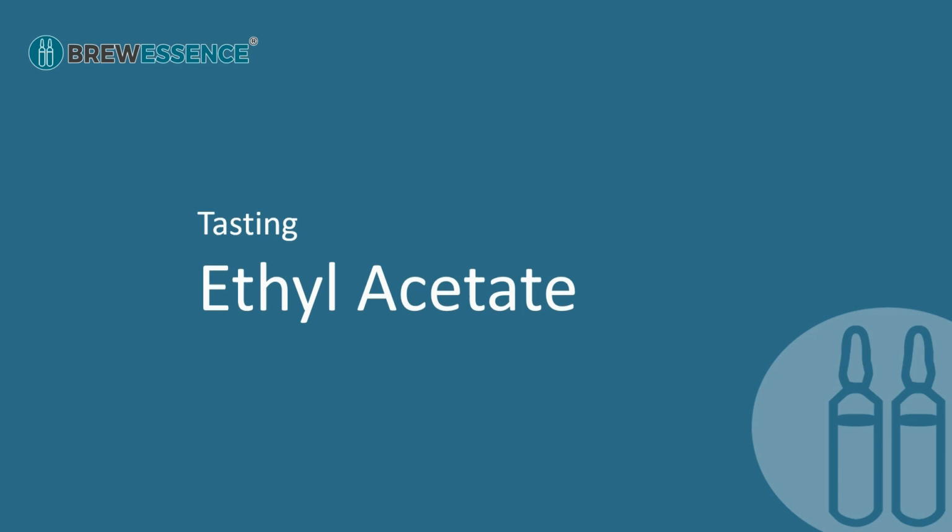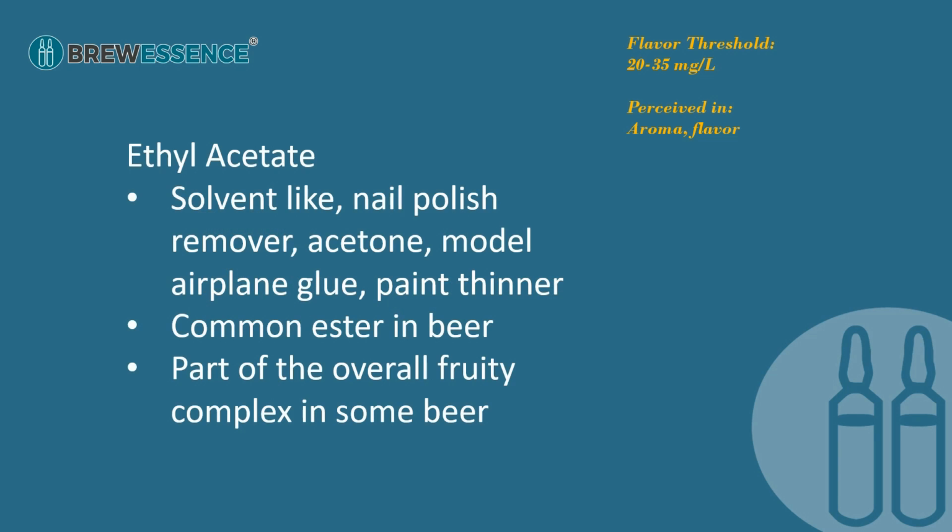Ethyl acetate is one of the more common esters in beer, with the most common descriptors referring to solvents and glues. However, it usually forms part of the overall complex of fruity aromas found in beer when it's at low concentrations.